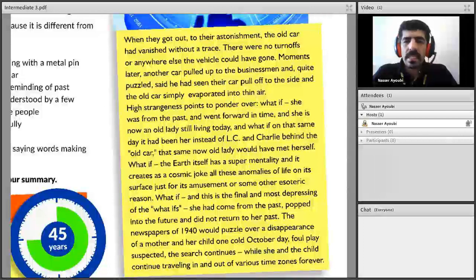And what if on that same day it had been her instead of Elsie and Charlie behind the old car? That same now old lady would have met herself. Possible. That old lady visits her young version in a car. I don't know how to describe this situation, this occasion. When you see your own young version, young self, the young one has traveled forward in time, maybe to visit you.